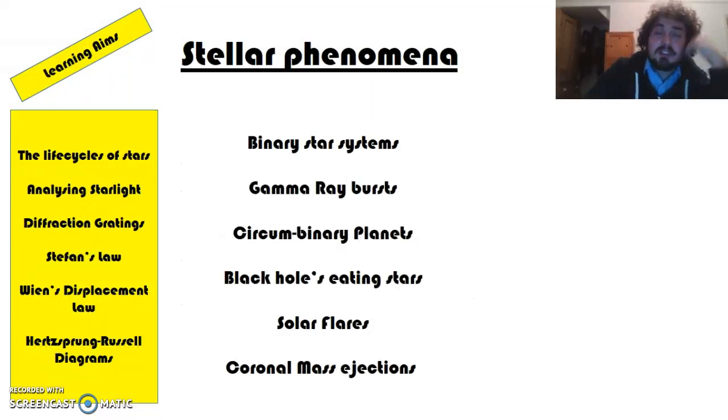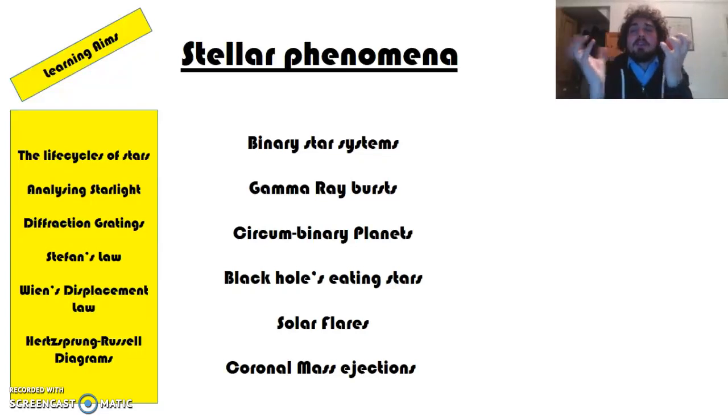And then here are some other stellar phenomena that you should probably make yourself familiar with. Binary star systems, gamma ray bursts, circumbinary planets, black holes eating stars, solar flares, and coronal mass ejections. All those things, look them up. Most of you will be familiar with what they are, but you can be asked questions that put the physics that you learn into these systems. Most commonly binary star systems, you'll see it in. I hope you're aware that a binary star system is two stars orbiting about their joint centre of mass.